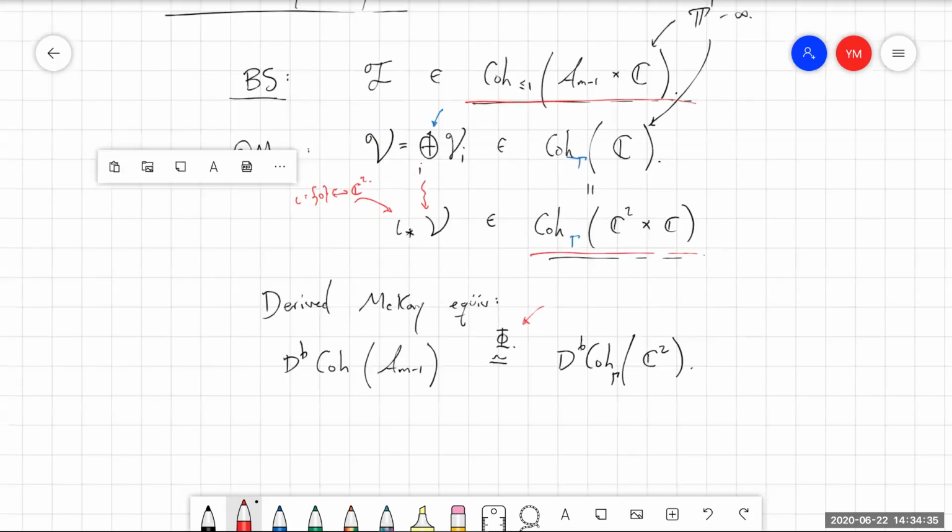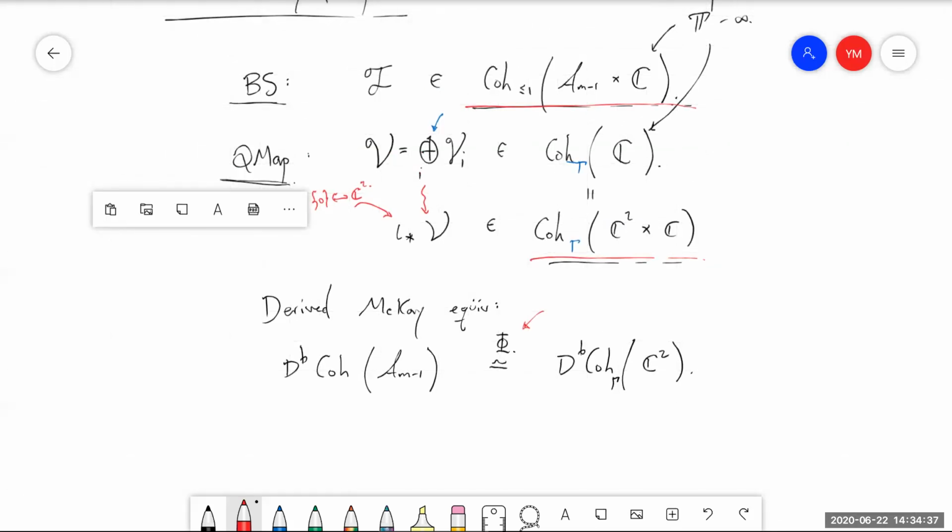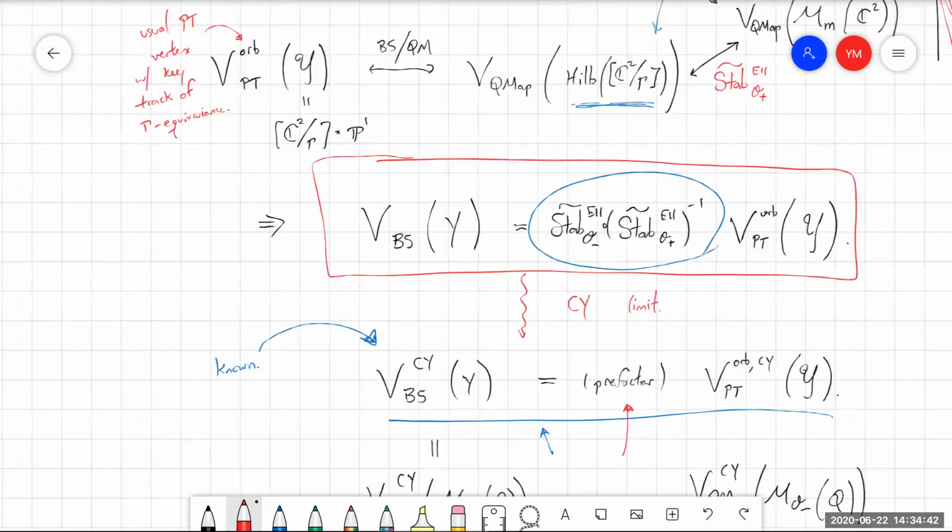Yeah, I'm sorry, maybe you mentioned this before. So for the PT-BS correspondence, is there a map from one moduli space to the other?